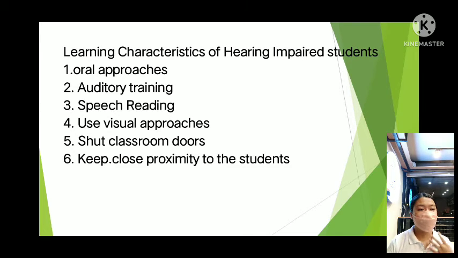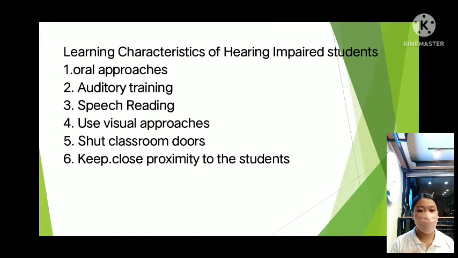Kailangan mong gumamit ng mga visual para magkaintindihan kayo ng iyong estudyante. Kailangan you do it for them because you want them to learn even though they have a hearing disability or hearing impairment. That is what the teacher should do. And the next is shut classroom doors and windows to help eliminate noise.